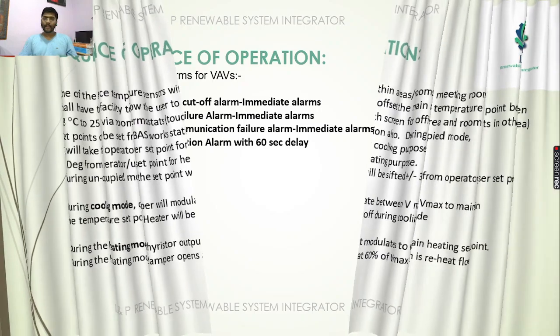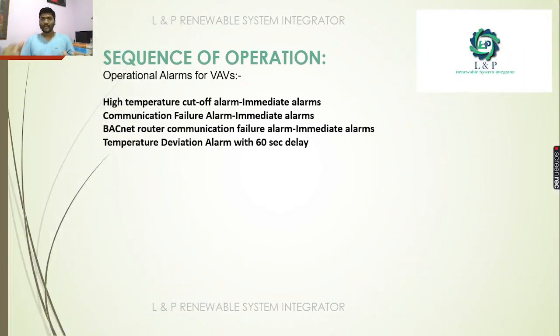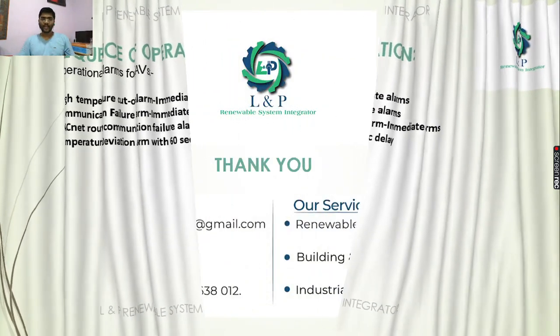Apart from the normal sequence of operations and the electrical parameters, we also should know the high temperature cutoff, and if any communication failure happens, we should trigger an alarm. Through the BACnet routers we might be communicating from the BACnet server to the VAVs. So if there is any communication failure, an alarm should rise, and we have to create those alarms as well. And if any temperature deviation is happening for more than 60 seconds, then we should raise an alarm. And thank you so much.